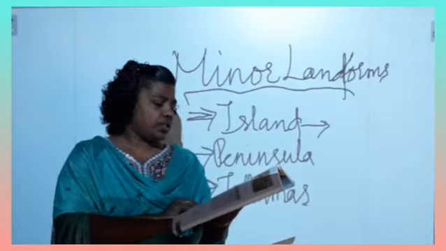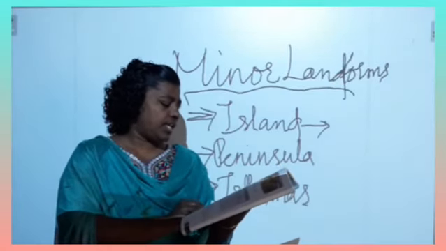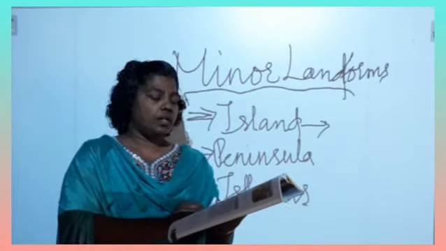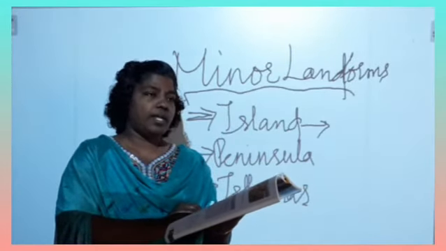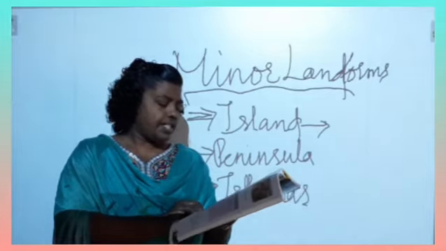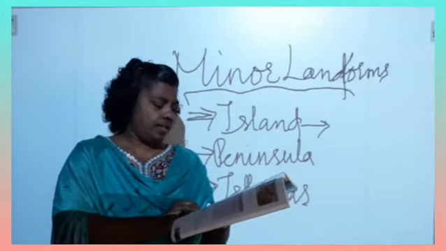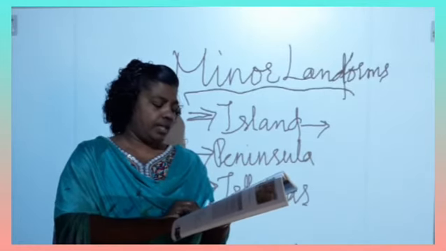Section E, first question, page number 30. Second question, page number 30. Third question, page number 31 and fourth question, page number 33. F section, first question, page number 37. Second question, page number 36.